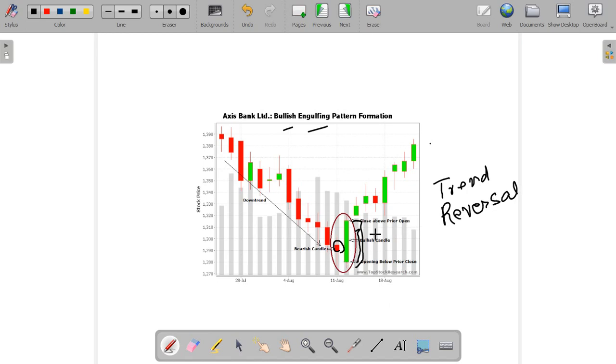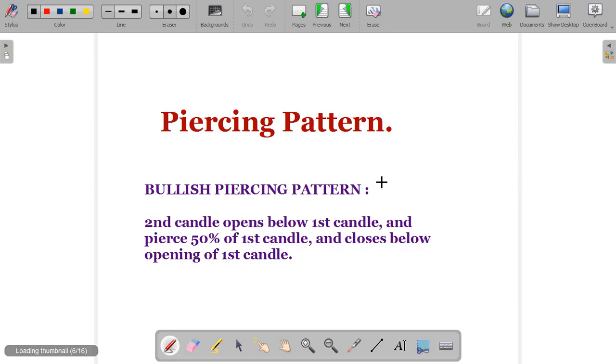So the engulfing, any candlestick pattern for that matter, gives only the trend reversal, and we feel that yes, with such a big candle the trend is going to reverse. Now friends, we see the piercing pattern. The piercing pattern gives towering success, comes very easily, and like an expert you will read these charts.